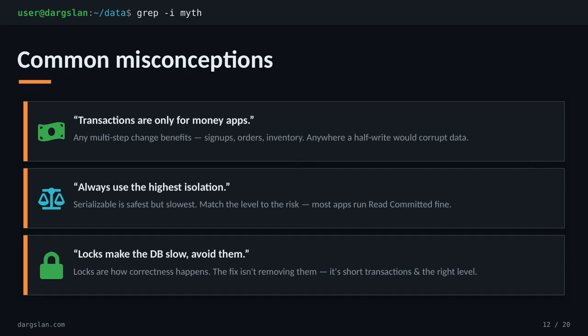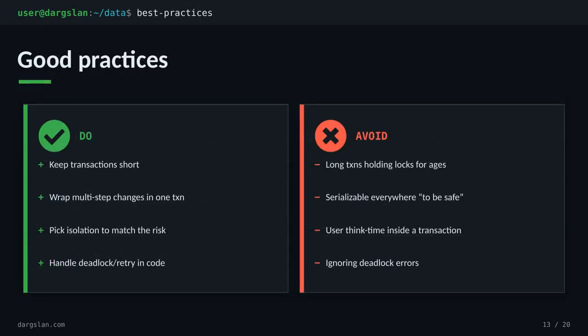Before we go deeper, let's clear out 3 myths that keep showing up. First, transactions aren't just for banking. Any multi-step write benefits, from signups to orders to inventory updates. Anywhere a half-finished change would leave garbage behind. Second, cranking everything to serializable isn't a virtue. It's the safest level, but also the slowest. And most apps run perfectly well on read committed. And third, locks aren't the enemy. They're how correctness happens. The real fix is keeping transactions short and picking the right isolation level, not pretending locks don't exist. Which leads us nicely into a cheat sheet of habits worth adopting.